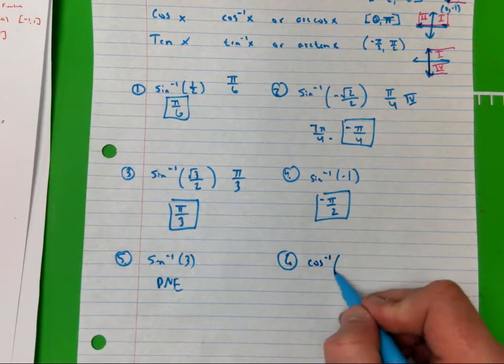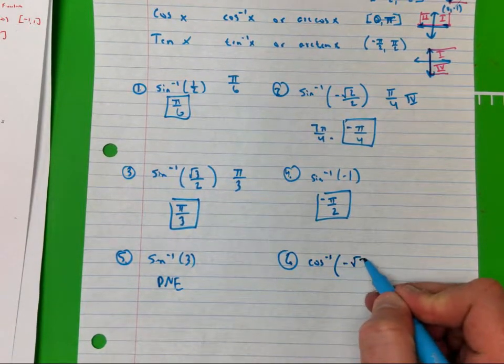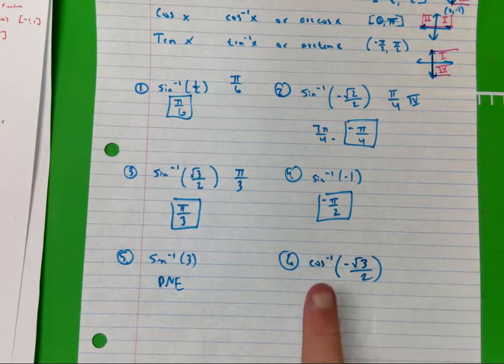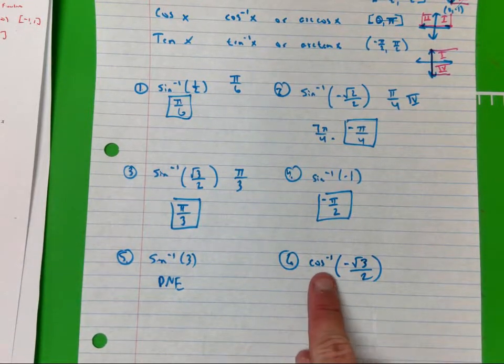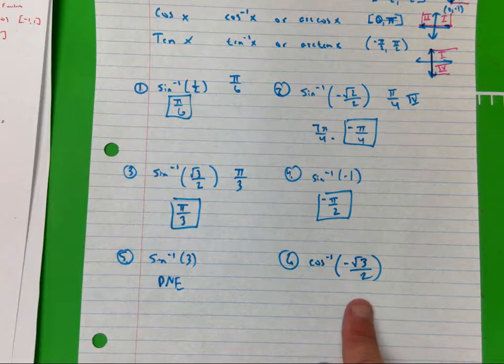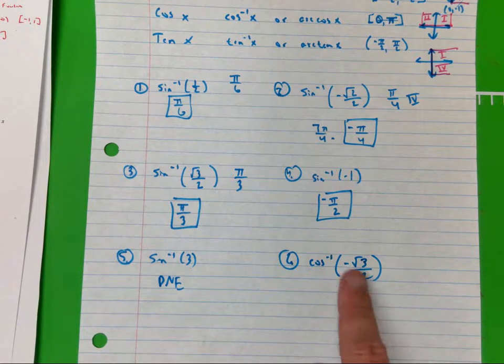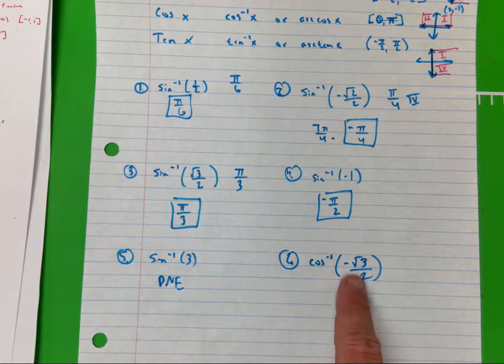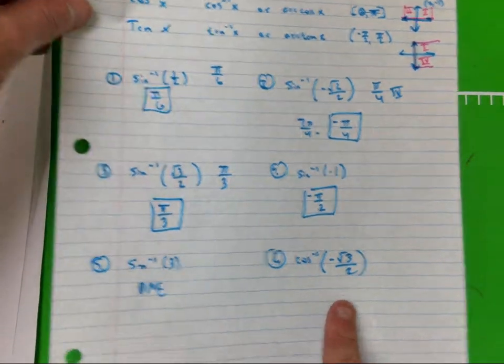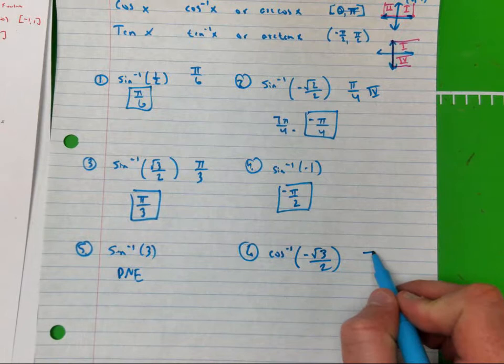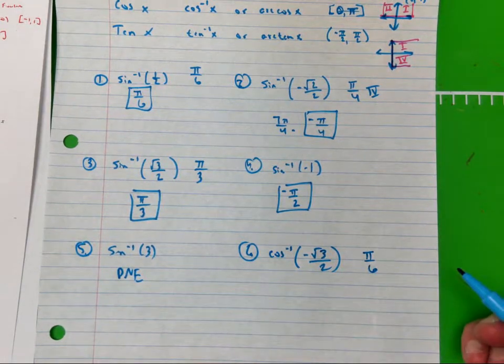Arc cosine, or the inverse cosine, you can say it either way, but make sure you say either arc cosine or the inverse cosine function, of negative square root of 3 over 2. Okay, so we want to know what gives me that. Well, cosine is your x. This is the x value. So I'm going to think, okay, which one had an x value of that? That's pi over 6.